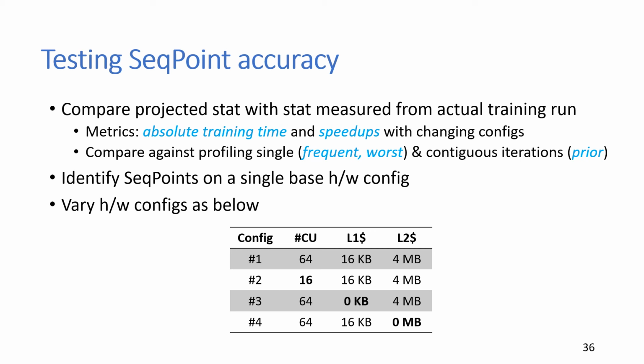We compare the errors in projections using SeqPoints against that of using a single iteration. We select the most frequently occurring sequence length, labeled as frequent, and we also show the worst case error if choosing a single random iteration. We label this as worst. We also compared SeqPoint with prior work, which profile a set of contiguous iterations. We label this as prior. To create the different configurations, we modify a single hardware feature, such as the number of compute units, the L1 cache, the L2 cache, and so on.